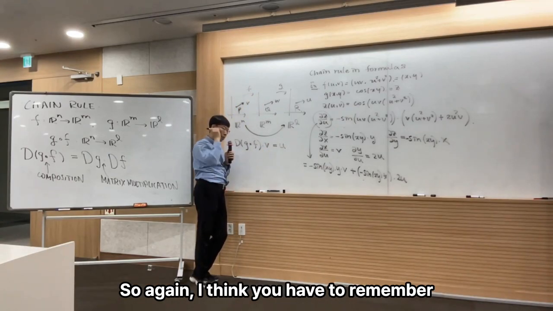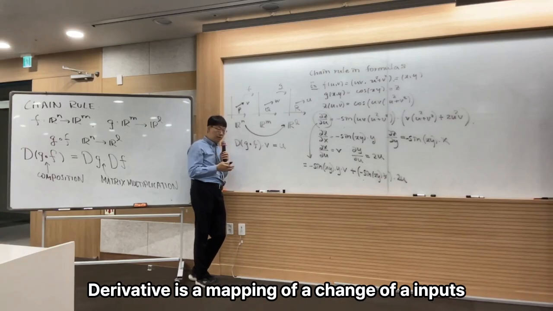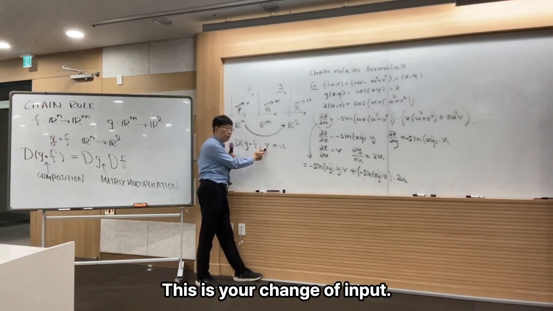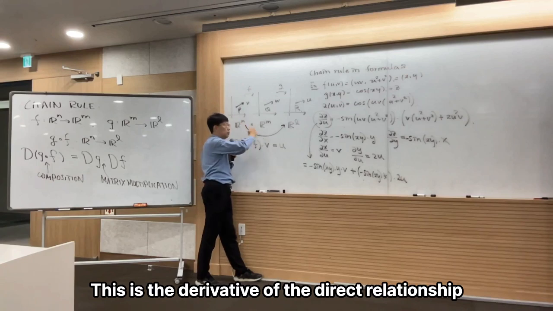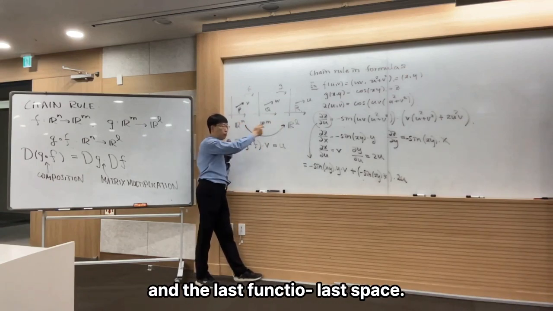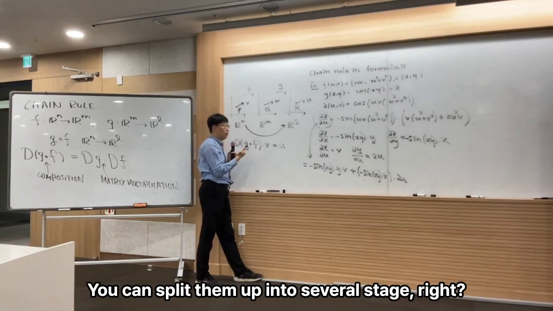So again, I think you have to remember what the meaning of the derivative is. Derivative is a mapping of a change of inputs to the change of output. This is your change of input. This is your change of output. This is the derivative of the direct relationship between the first and the last function, last space. But chain rule says you don't have to do this. You can split them up into several stages, right?